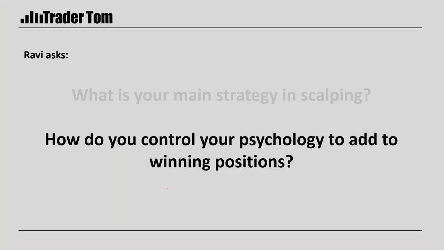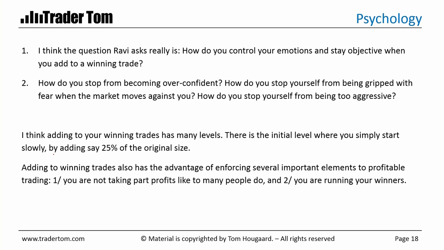Right, moving on. Ravi then asks, how do you control your psychology to add to winning positions? Another great question. I think the question Ravi asks really is, how do you control your emotions and stay objective when you add to a winning trade? And how do you stop yourself from becoming overconfident? How do you stop yourself from being gripped with fear when the market moves against you, even temporarily? And how do you stop yourself from being too aggressive? Now, I think that adding to your winning trades has many sub-components from a psychological point of view.